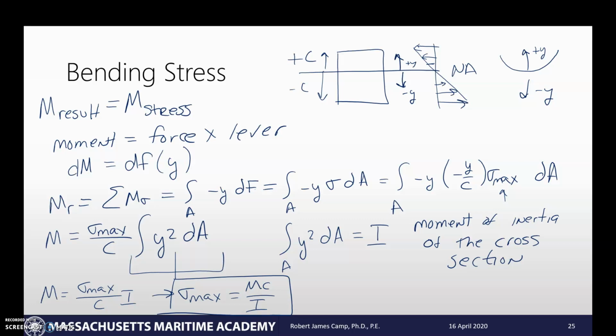Remember, C is the maximum distance from the neutral axis to the outside surface. So you'll have two different stress maxes, one for the tensile stress, one for the compressive stress, depending on what it's going to be. And just one thing to remember, since stress is equal to negative y over c of stress max, the other Flexure formula, when we're looking at what the stress is at any point within the cross-section, will be the stress is negative My over I.